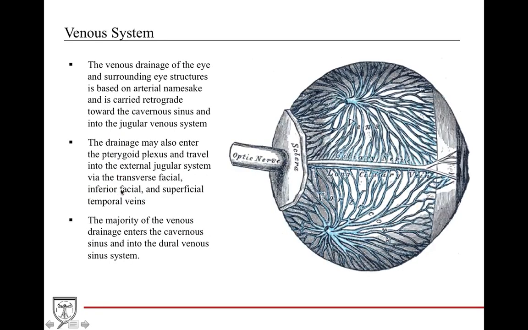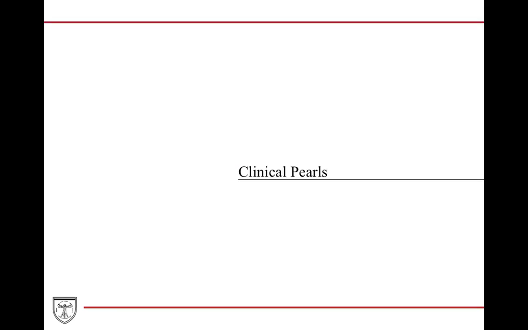easily. Venous system. So the venous system is pretty much named for the parallel system, and it works in either of two manners: retrogradely through the cavernous sinus and then into the internal jugular venous system, or it can even have branches that go toward the pterygoid plexus and the midface, and then go through the external jugular system, transverse facial, inferior facial, or superficial temporal veins, and drain through the superior system of drainage. However, the majority of the venous drainage for the eye actually goes posteriorly into the cavernous sinus, into the dural venous sinus system. So now we'll discuss some important clinical pearls.